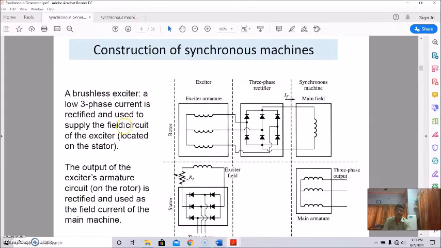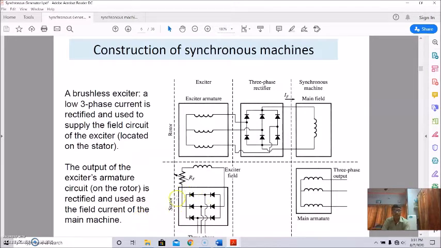So this is the construction of a basic brushless exciter. The low three-phase current is rectified and used to supply the field circuit of the exciter, located on the stator. And the output of the exciter's armature circuit, the armature circuit on the rotor, is rectified and used as the field current of the main machine.